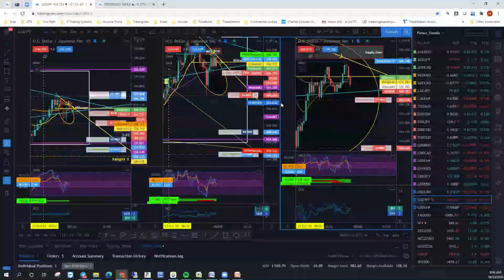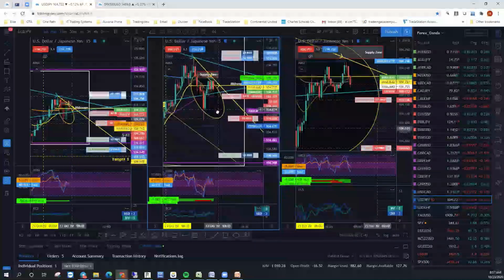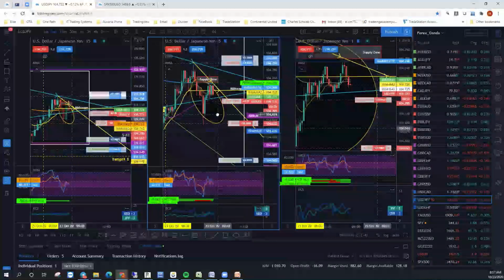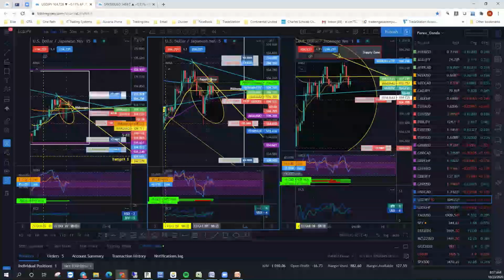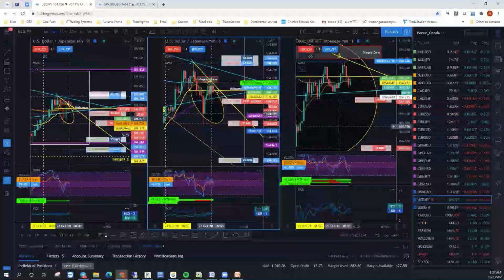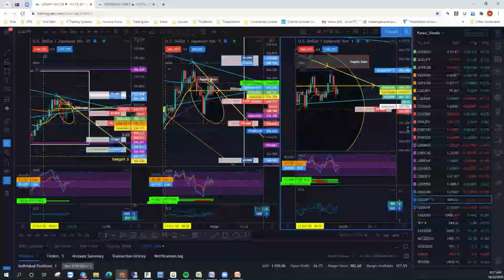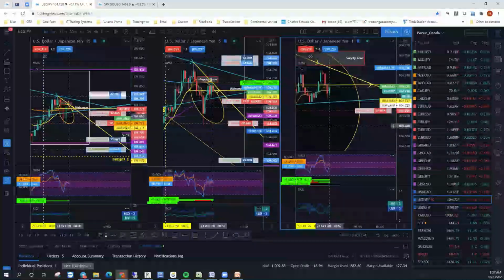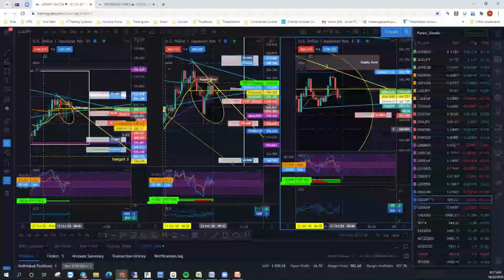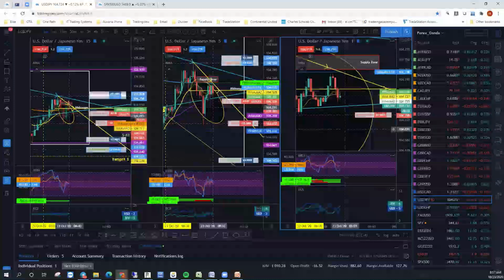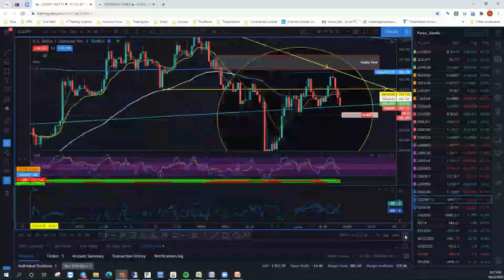RSI looking pretty good now. But let's see. You see how the slow RSI never really got out of that middle zone? It's pretty much stayed kind of meandering around. Oh, let's go back to our 1 minute chart.